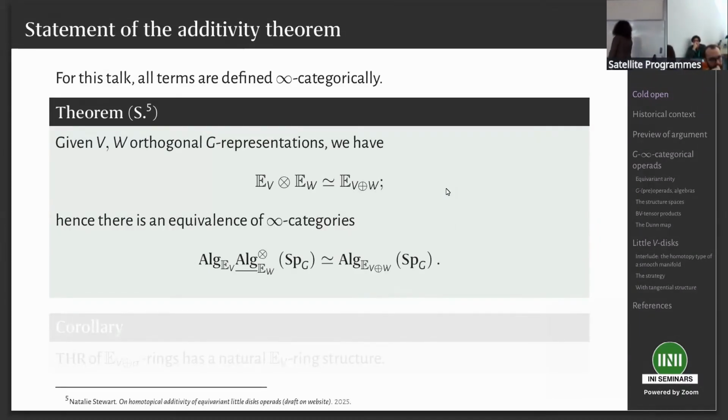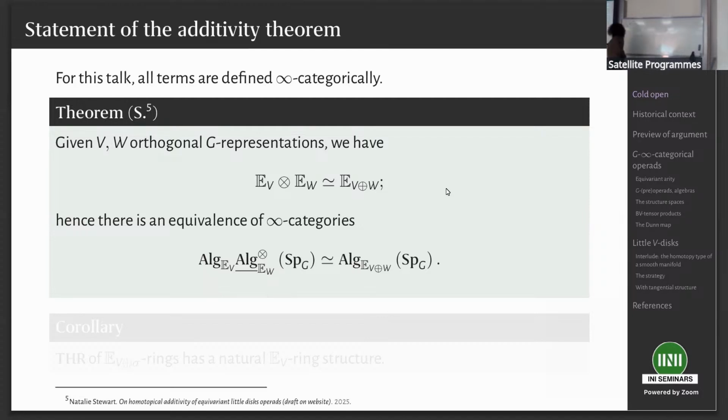The theorem is, for an appropriate infinity categorical interpretation of all the terms involved, that's true. And in particular, you get this additivity of algebras. In fact, you can replace G spectra with anything you want that can accept algebras from a G operad. So in particular, you can stick in a G symmetric monoidal category there.